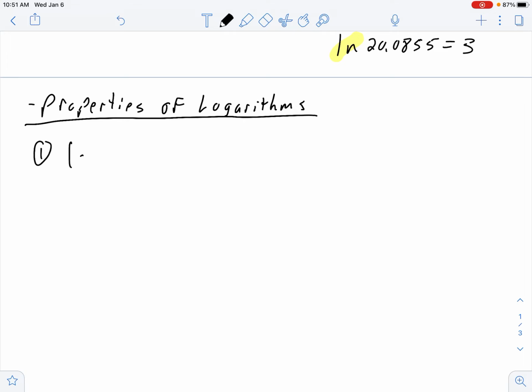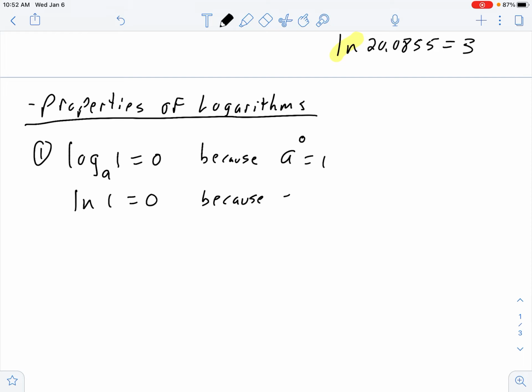So let's say we have log base a of 1. Well, that's going to equal 0 because a to the 0 is equal to 1. If I do that with the natural log, ln of 1 is equal to 0. That's because e to the 0 is equal to 1. And remember that, so you're not confused, ln of 1 is the same thing as saying log base e of 1, if that helps, if it's confusing you.